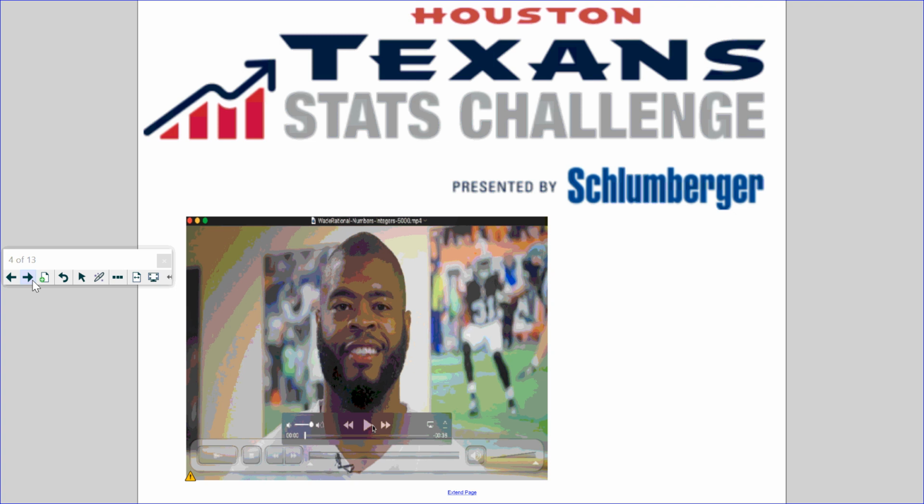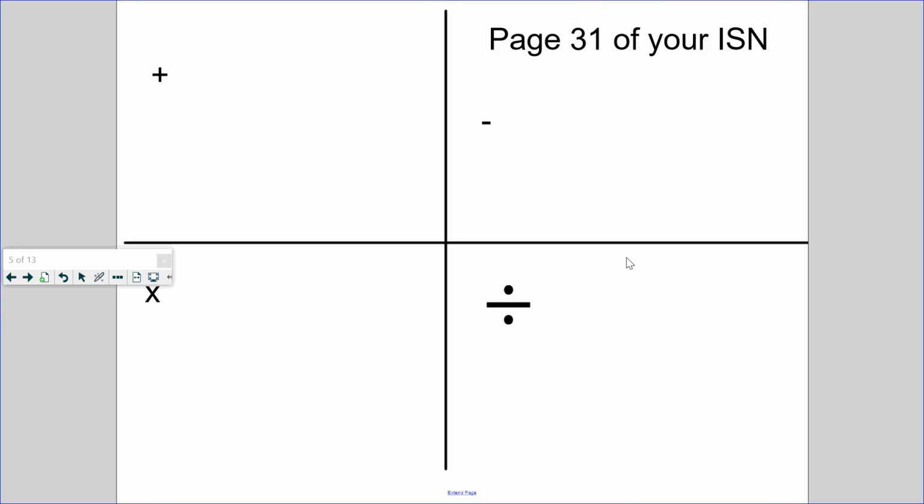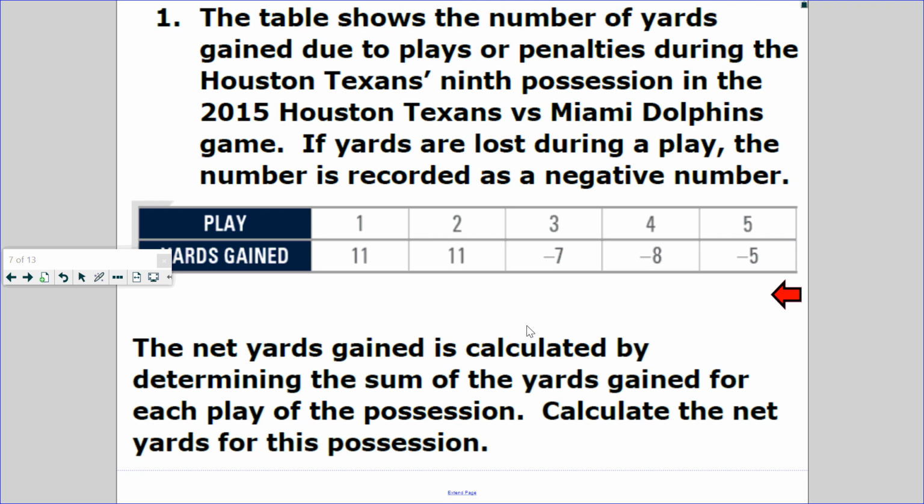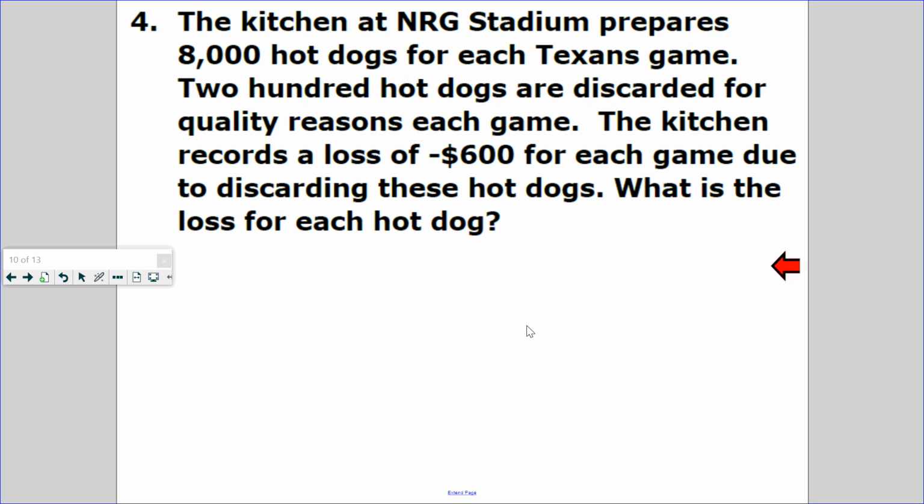So the Houston Texans are sponsoring our classroom. So what we're going to do is I would like you to divide your paper into fourths, adding, subtracting, multiplying, dividing, and then you're going to be going around the classroom in like a little station, and you're going to answer these 4 questions.